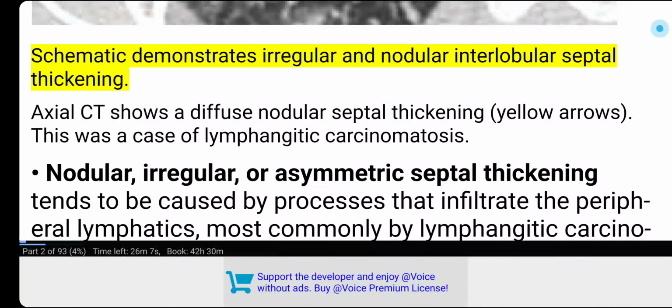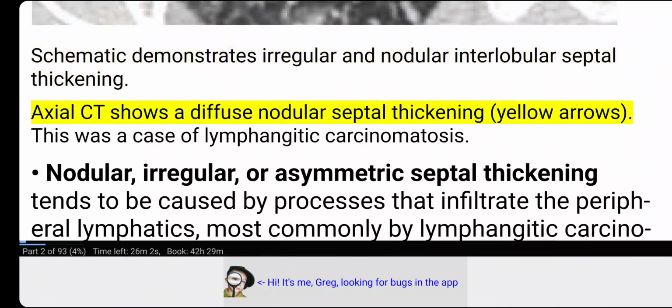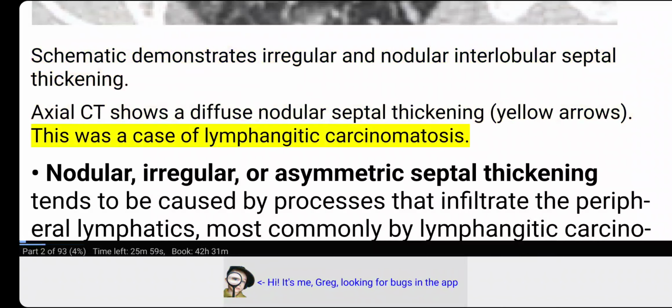Interlobular septal thickening, nodular, irregular, or asymmetric. Schematic demonstrates irregular and nodular interlobular septal thickening. Axial CT shows a diffuse nodular septal thickening, yellow arrows. This was a case of lymphangitic carcinomatosis.